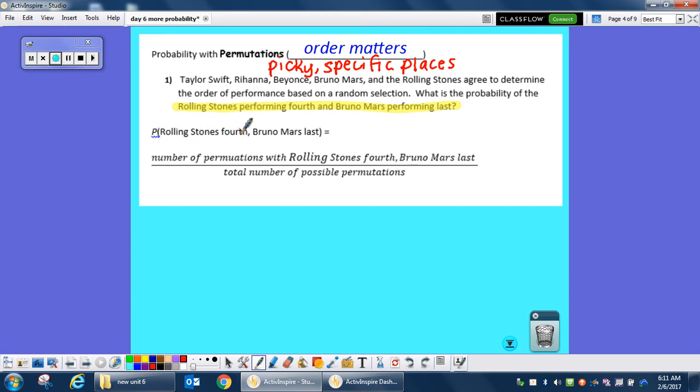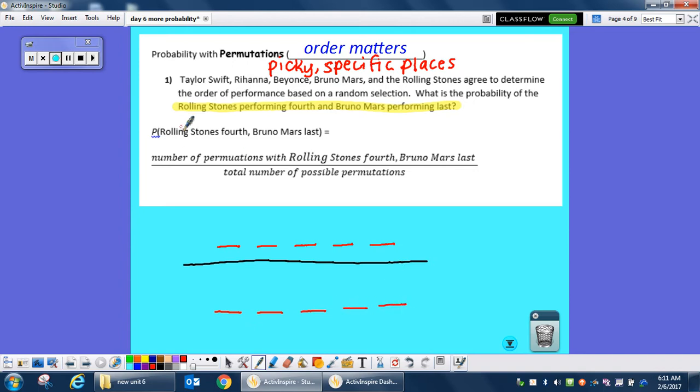Probability of the Rolling Stones fourth, Bruno Mars last, is we would start with, on the top of our fraction, the number of permutations with Rolling Stones fourth and Bruno Mars last. So I might start with 5 little slots at the top, and then I'm going to have my fraction bar, and then I'm going to have 5 little slots at the bottom, because there's 5 performers and each person is going to go.